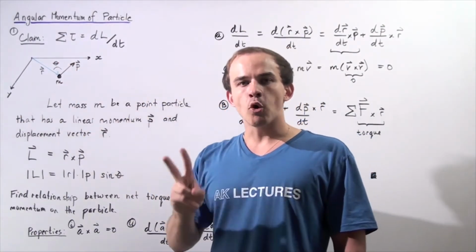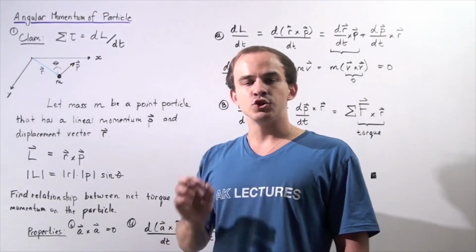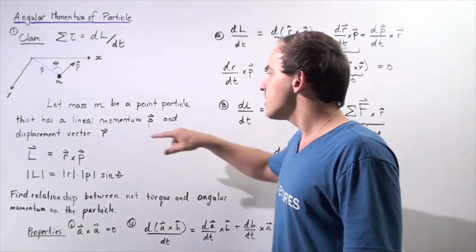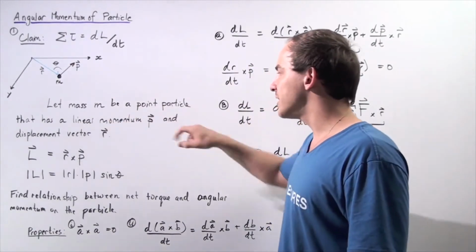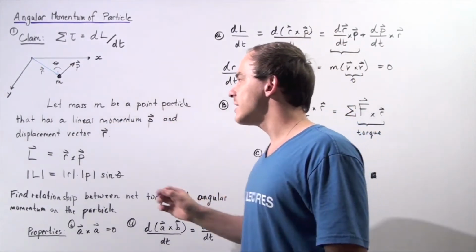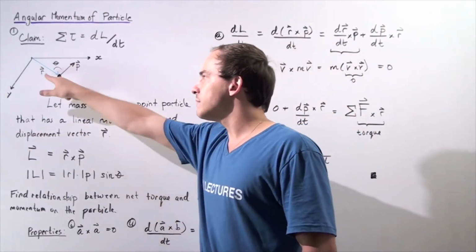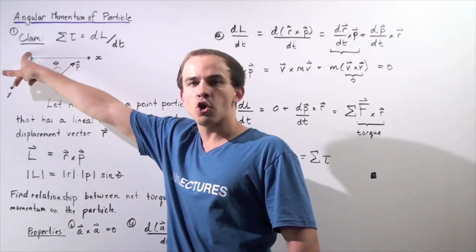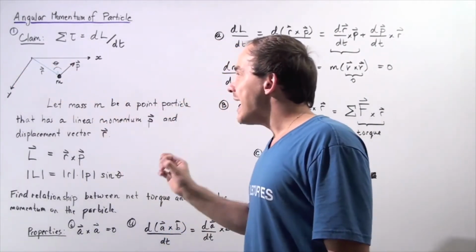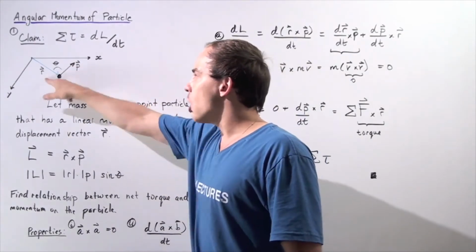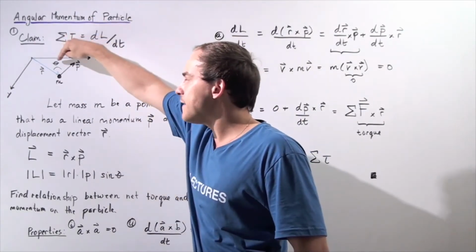Now we have two important vectors that we have to take into consideration. Let's suppose that the linear momentum vector is given by p and the displacement vector is given by r with respect to the origin. Now the angle between the p vector and the r vector is given by theta.